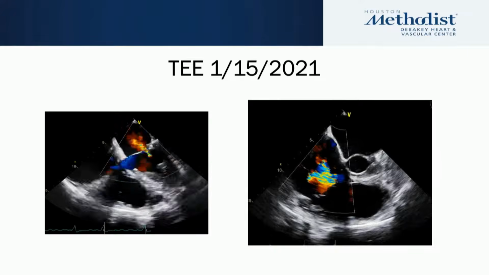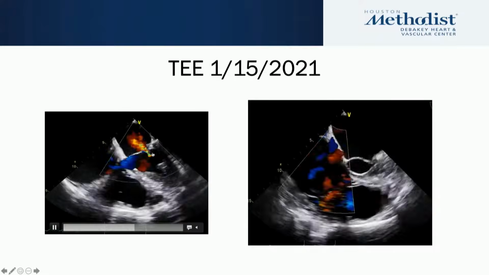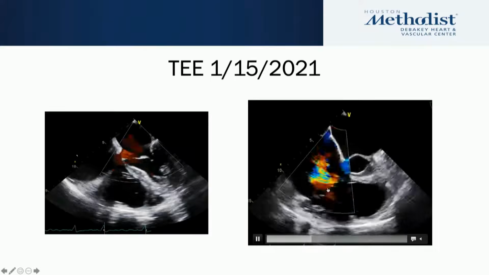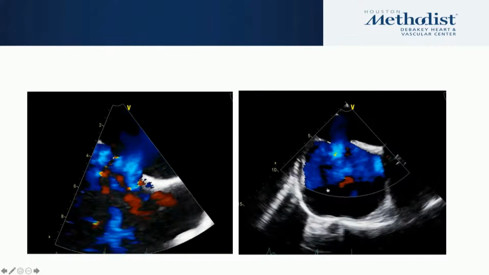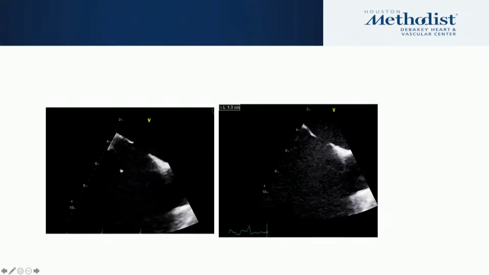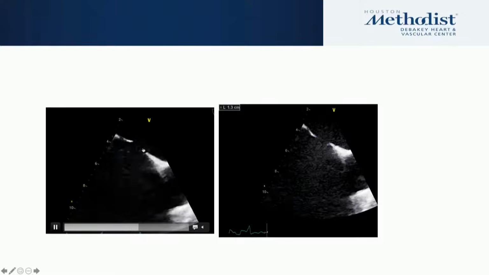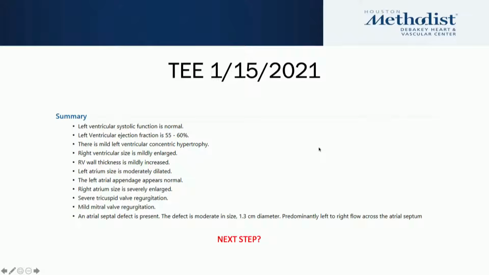He gets a TEE, and as you can see here, this is the mid-esophageal four-chamber view. You have mild MR on this view. You have at least, I could say, moderate to severe TR on this view. And these are pictures of the ASD itself, and as you can see, there's left to right shunt. It's a moderate size ASD at least, and this is the defect, and this is where we're measuring it at 1.3, which is consistent with what we got on the MRI. So the TEE basically comes back as normal EF, severe TR, severely enlarged right atrium, and then that ASD that we saw.